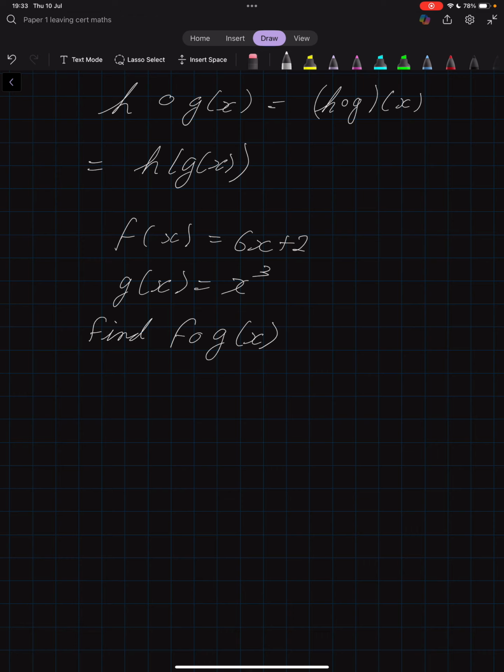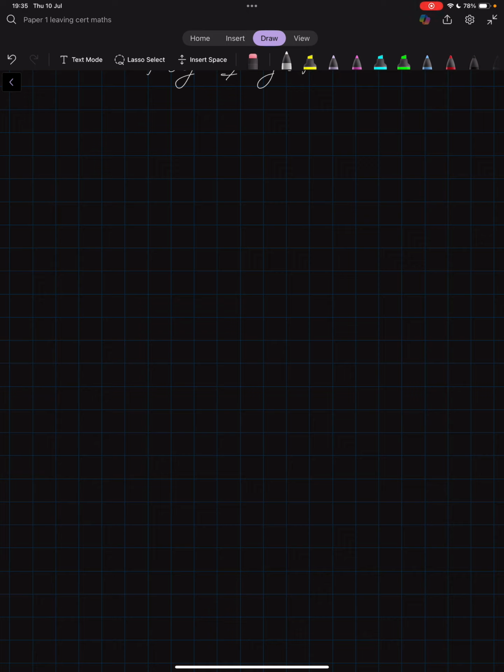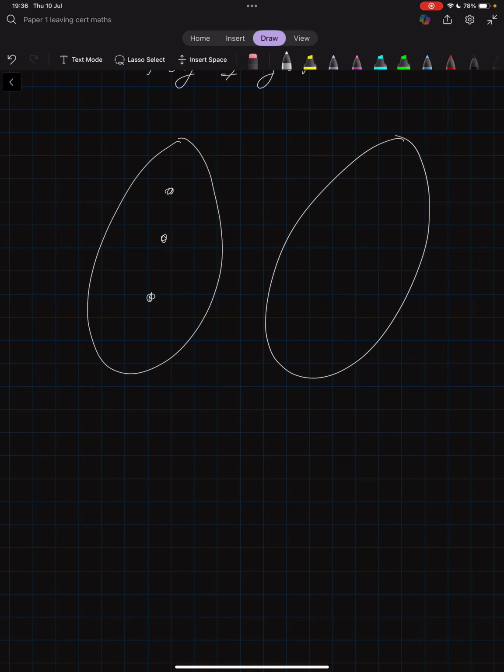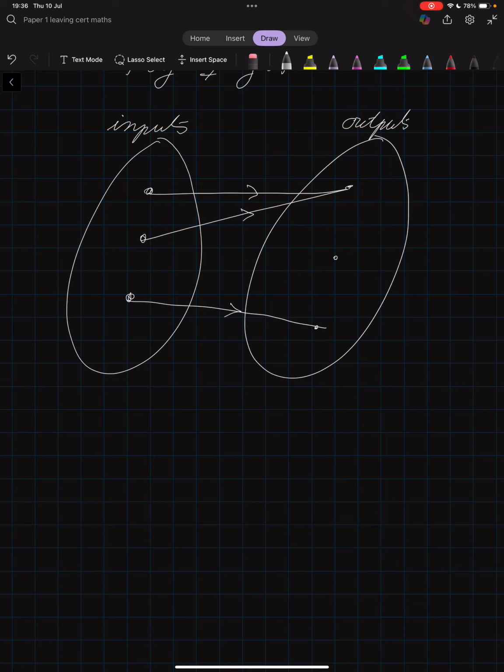Now, you also have some mapping diagrams, which will look like this, and they will ask you which of these are functions. So something like this. You go from here, here, here, and this gets mapped. So again, these are your inputs, and these are your outputs. So you get this, goes to this one, also goes to this one, and then this one goes here. So is this a function? Yes or no? The answer is yes.